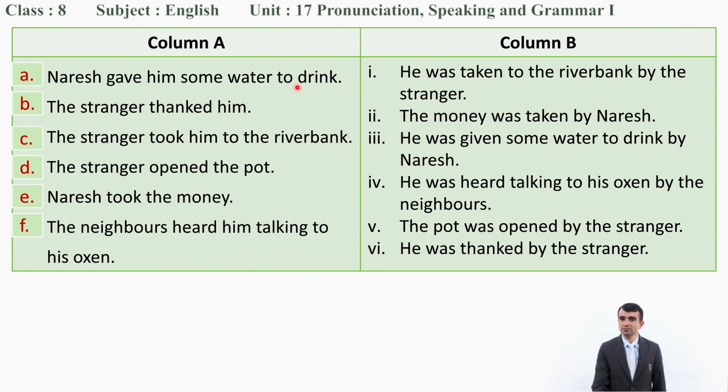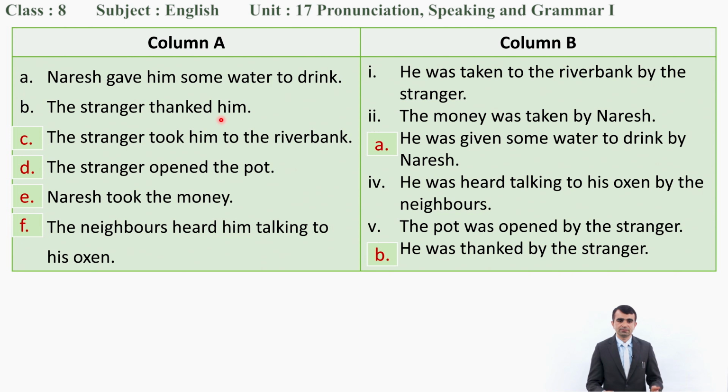Which one is it? That is the third one. He was given some water to drink by Naresh. Naresh gave him some water to drink, and he was given some water to drink by Naresh. B. Statement B, active form: The stranger thanked him. Its passive counterpart in column B is: He was thanked by the stranger.